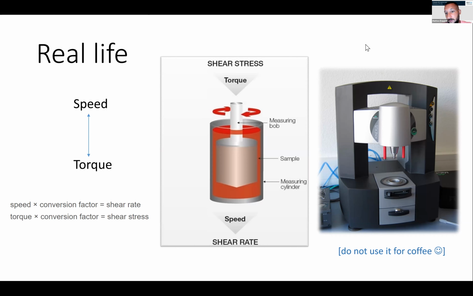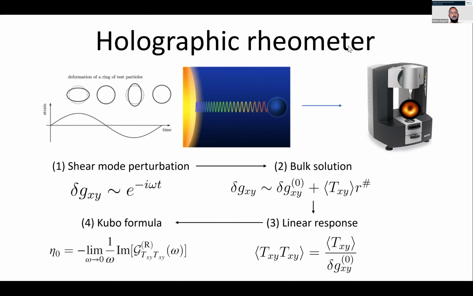And you can see this is a very small machine. So this is basically a tabletop experiment that you can do even in your office. So now let's go to holography. If we want to do this computation in holography, what do we do? First, let's stay in the linear response regime. Staying in the linear response regime, we need to understand how to apply a shear rate to our system and how to read the response.